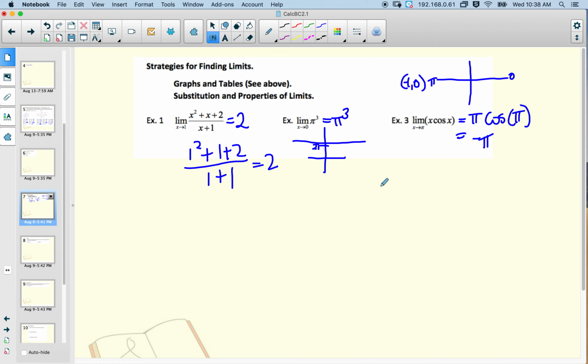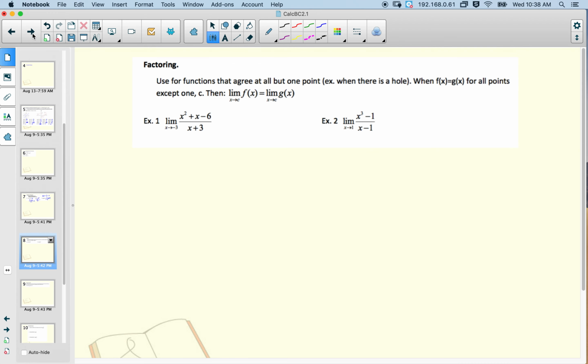Okay, let's flip to the next page. Another strategy is factoring. So if we substitute -3 in here, we're going to get -3 plus 3, which is 0, in the denominator, and that's undefined. So in this case, we can't substitute. So what we can do is try to simplify. So the limit as x approaches -3.